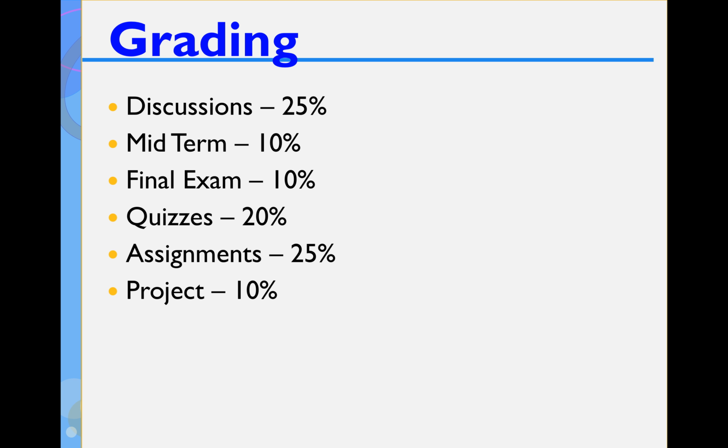Grading-wise, the course breaks down as follows. Discussions, since we don't meet face to face, help to compensate for that. So discussions are an important part of our online experience. Therefore, they're 25% of our overall grade. The midterm and final exams are each 10%. Quizzes are 20%. That final project I mentioned is 10%, and the assignments that we're going to have for all except for the midterm and final modules also comprise a quarter of your grade.